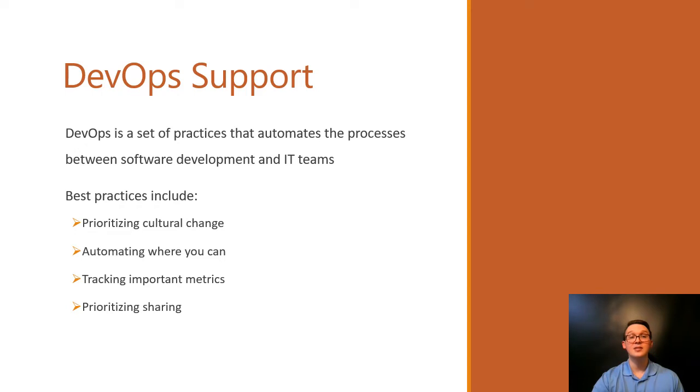DevOps can be described as a set of practices that automates the processes between development and information technology teams. In order to implement DevOps support effectively, you need to prioritize making the DevOps cultural shift. That includes automating where you can, tracking metrics, and breaking down silos in the workplace.